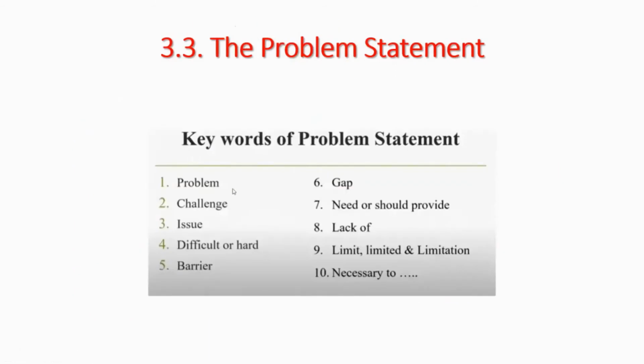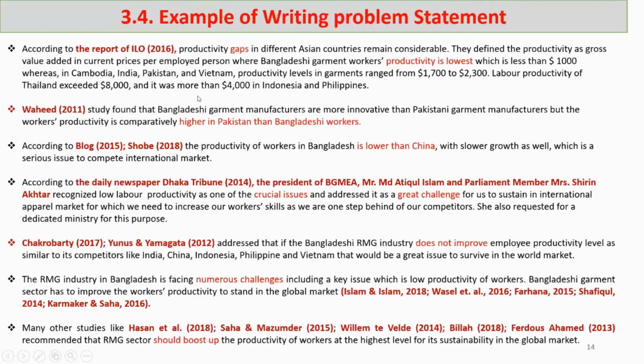When you are writing your problem, these words you can use. Suppose this is a problem, this is a challenge, issue, difficult or hard, barrier, there is a gap, need to fulfill, need or should provide, lack of or scarcity of, and then limit, limited, limitation, necessary to. These are the words that we use to identify the problem. I can show you how to write the research problem in the thesis. Here you see how to identify the problem or how to write the gaps or problems.